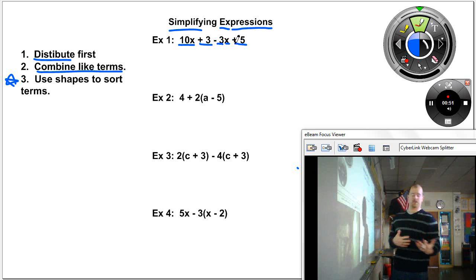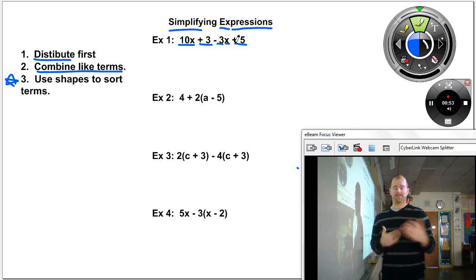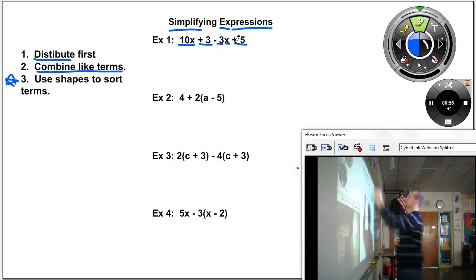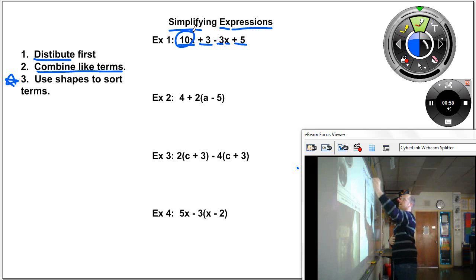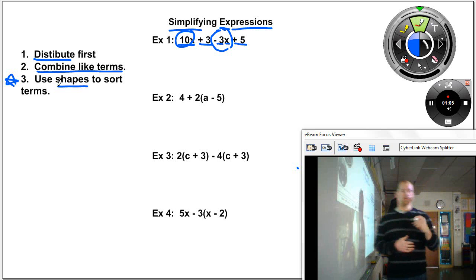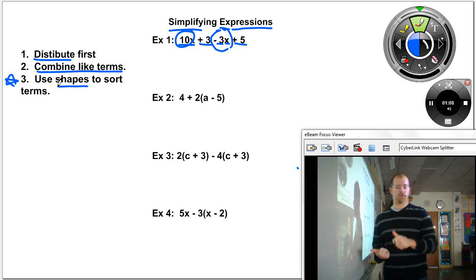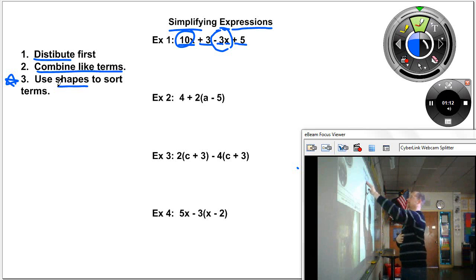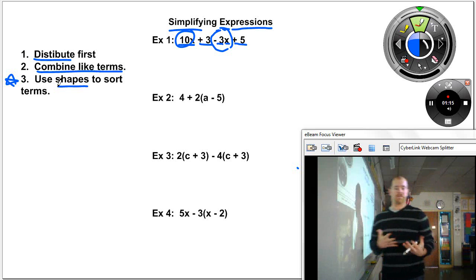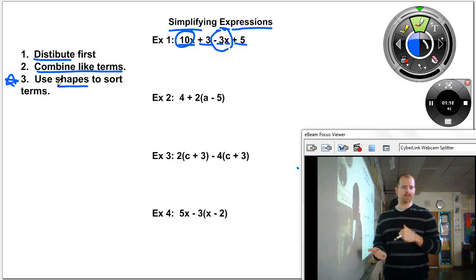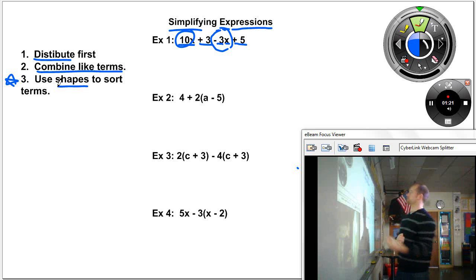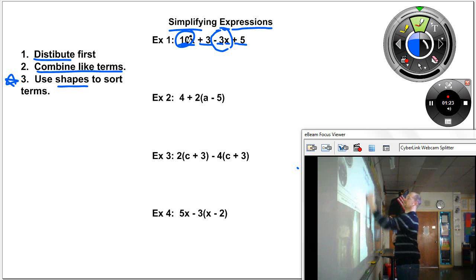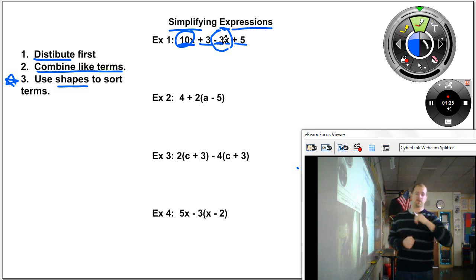The terms that are alike are the terms that have the same variable raised to the same power. Here we have a 10x and a negative 3x. And when you use shapes to sort your terms, I want you to put the shape around the symbol in front of the term as well, because that's going to tell you whether it's positive or negative. So we have 10x and a negative 3x. We combine them. It's just like adding or subtracting regular numbers. You look at the numbers in front of the variables, which are called the coefficients. This coefficient is 10. This coefficient is negative 3.